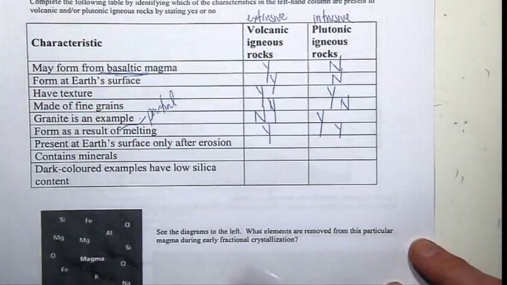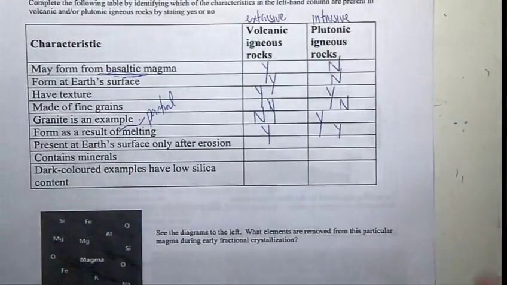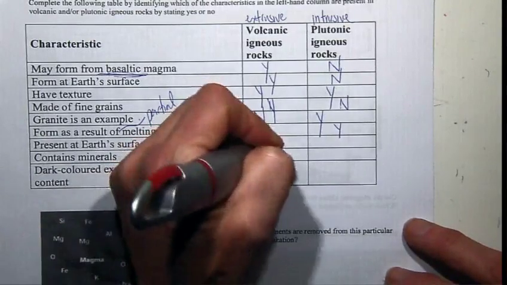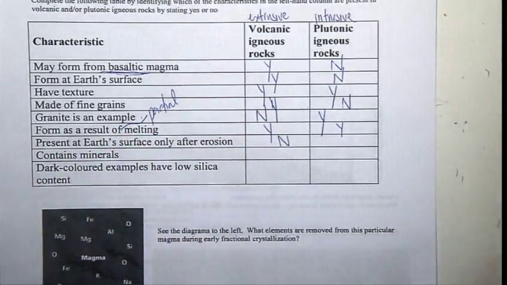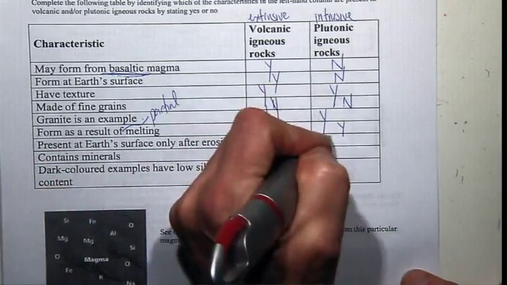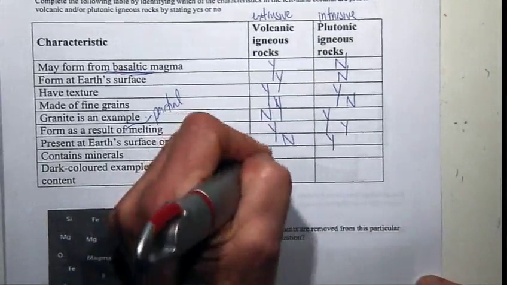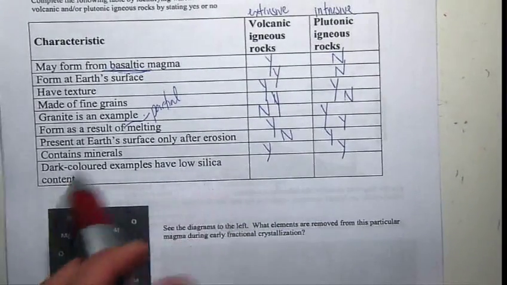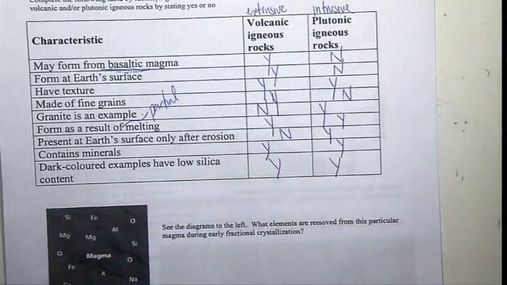Present at the Earth's surface only after erosion? The whole point about extrusive igneous rocks is they solidify at the surface, or if they're pyroclastic, they're erupted. So, no, they are emplaced there. They might be emplaced and then buried and then eroded later to be seen at the surface, but they were originally emplaced at the surface. But yes, that's true for the intrusive. They all contain minerals, just whether you can see them. Dark-colored examples have low silica content? Yes, that's kind of random, but yes.